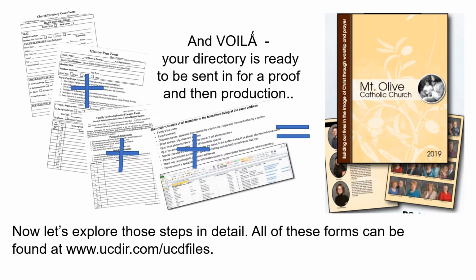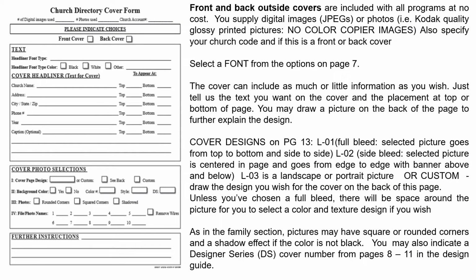All of these forms can be found at www.ucdir.com/UCD files. Front and back outside covers are included with all programs at no cost. You supply digital images, JPEGs, or photos, i.e. Kodak quality glossy prints. No color copier images. Also specify which church code and if this is a front or back cover.